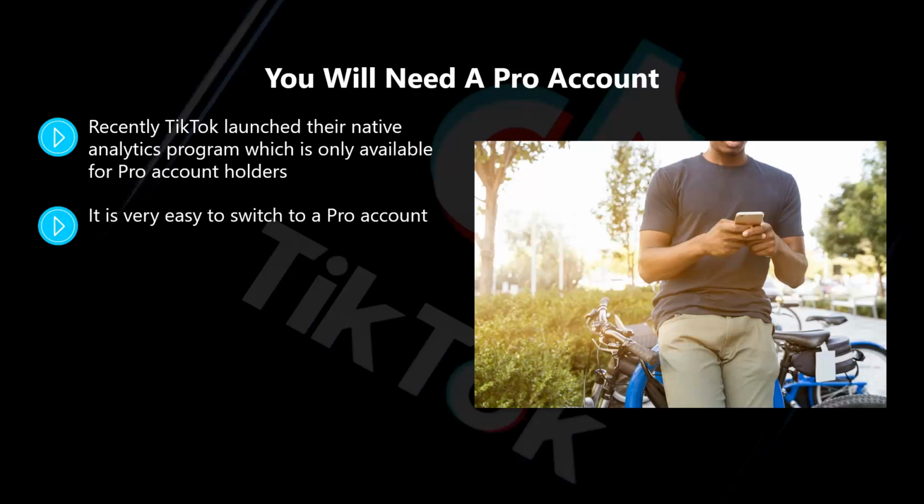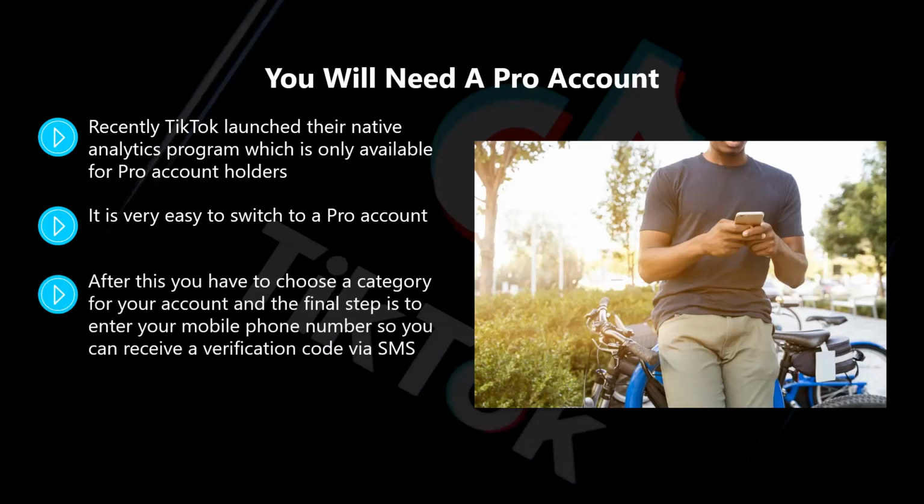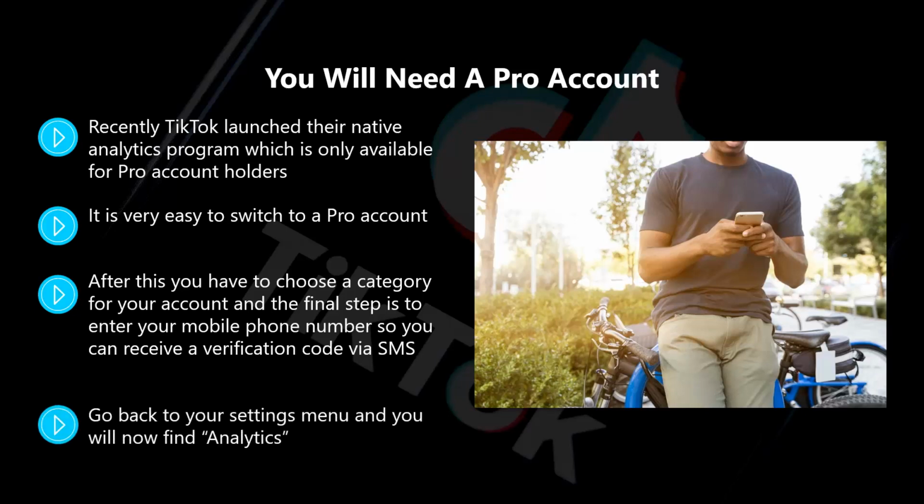It is very easy to switch to a pro account. Just go to your profile settings and tap on Manage My Account. On the next screen, just tap on Switch to Pro Account. After this, you have to choose a category for your account, and the final step is to enter your mobile phone number so you can receive a verification code via SMS. Enter the code, and you're good to go. Go back to your settings menu and you will now find Analytics. Tap on this to get to your dashboard.